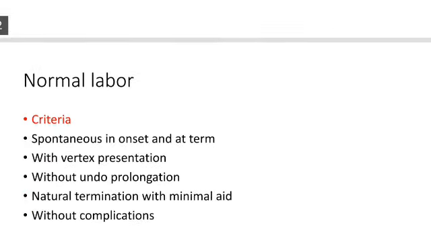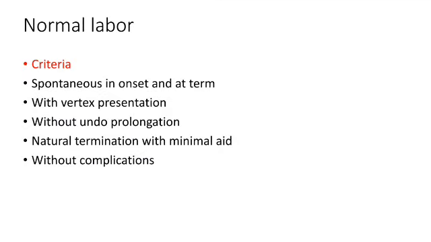Now, let's talk about the criteria of normal labor. For us to know if there is abnormality, then knowing the normal condition is necessary. Labor is called normal if it meets the following criteria. It should be spontaneous in onset, and it should occur at term. It should have vertex presentation without undue prolongation, that's within 24 hours per vaginal, natural termination with minimal aid, and it should be without complication to the mother, baby, or both.